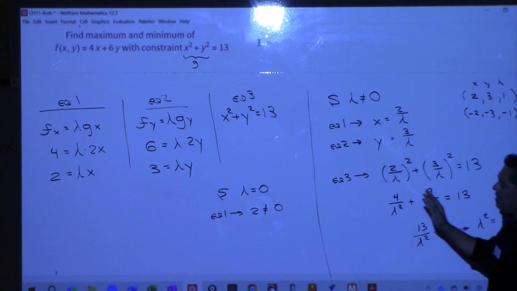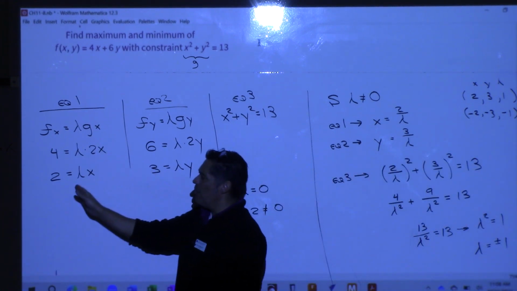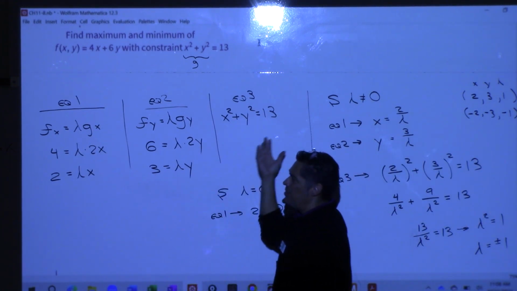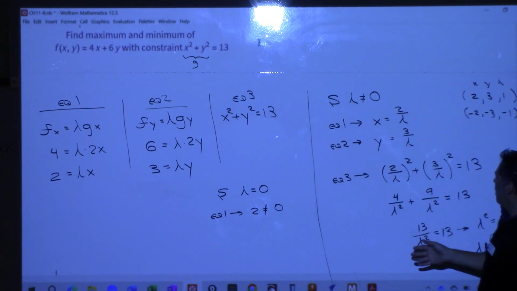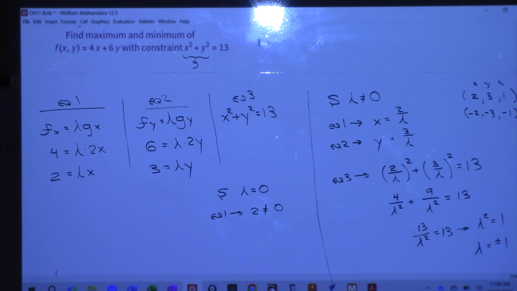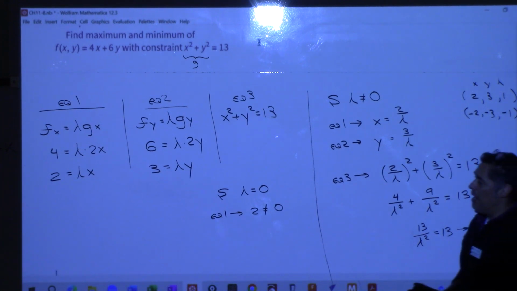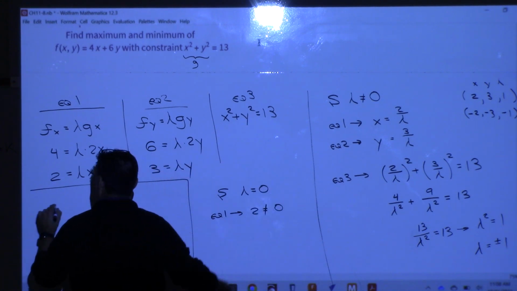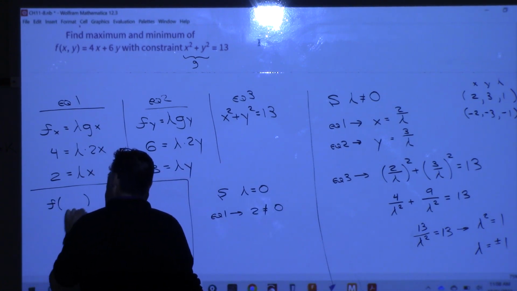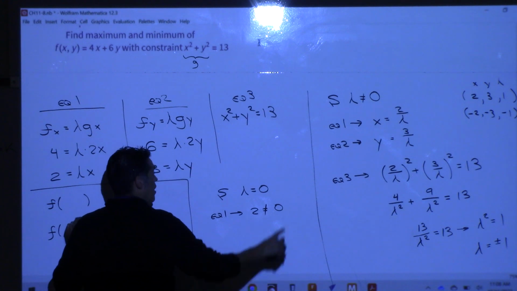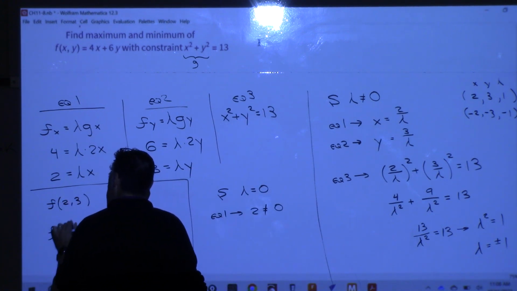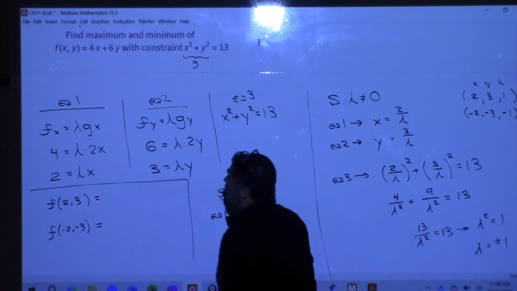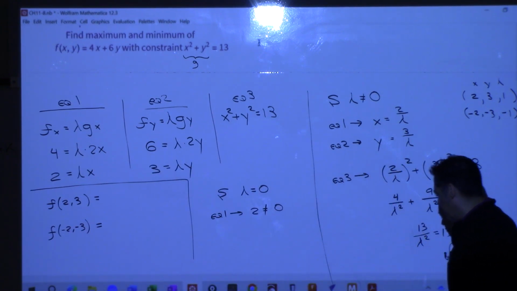We wanted to take these and solve for x and y. The only way to do that is to make sure that lambda is not 0. We did that. We got only 2 answers. And so this should be where we get the max and min, right here. So to find the max and min, what we're going to do is take those points and plug them into the original function. And just remember, we're only plugging in the x and y. So 2, 3, and negative 2, negative 3. Those get plugged into the original surface, and we should be able to get our result.